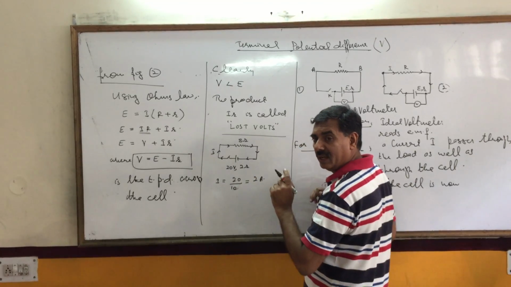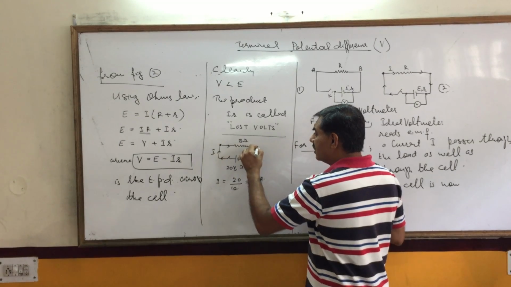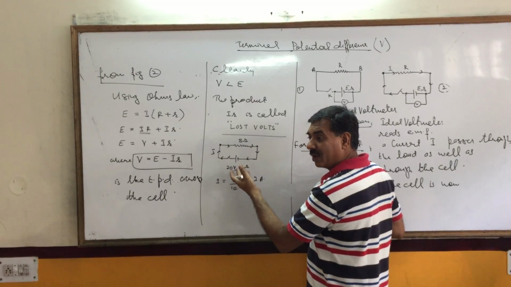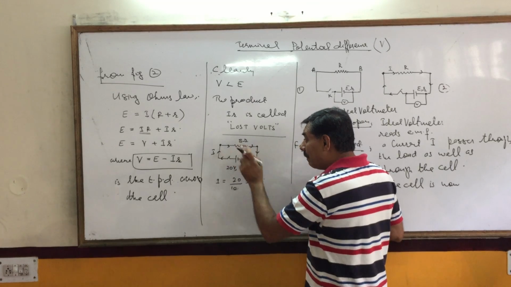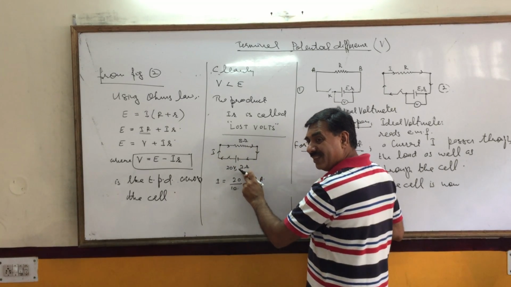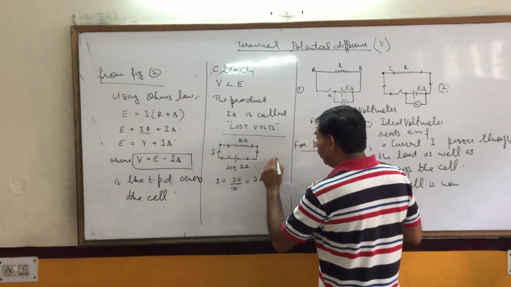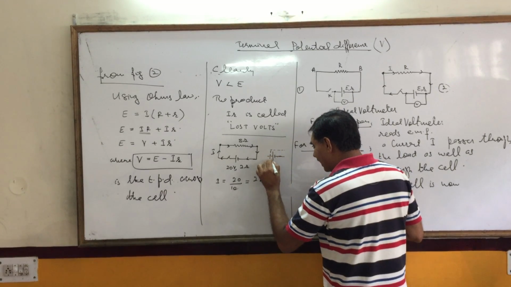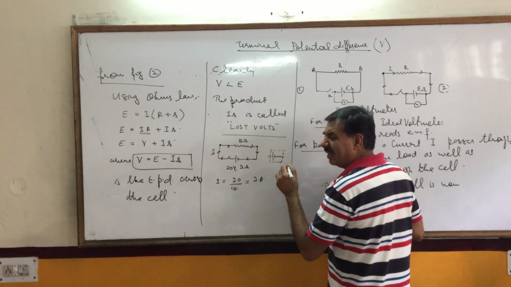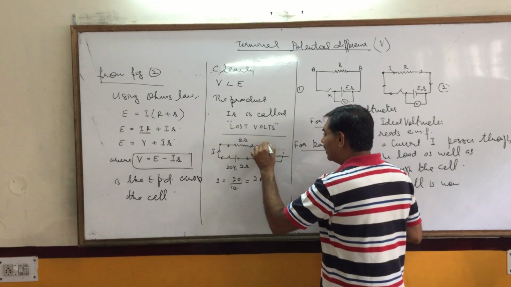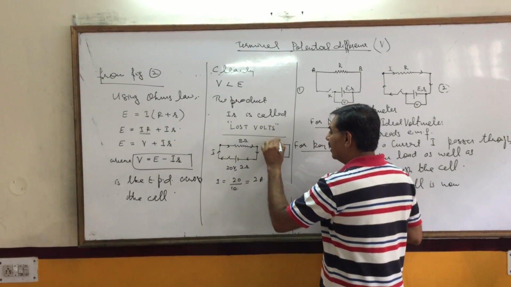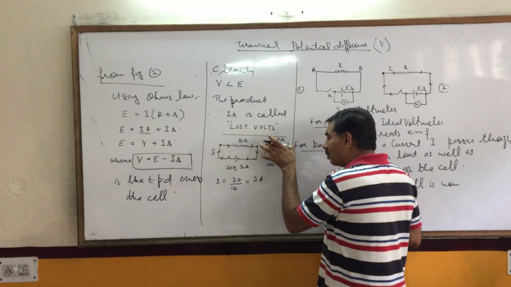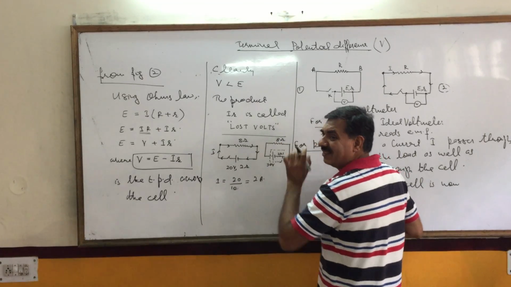Now, what is the potential difference across this? 16 volts. And the rest, 4 volts, is across the internal resistance. 16 plus 4 is total 20. So of the 20 volts, 16 volts dropped across the load and 4 volts dropped across the cell's internal resistance.